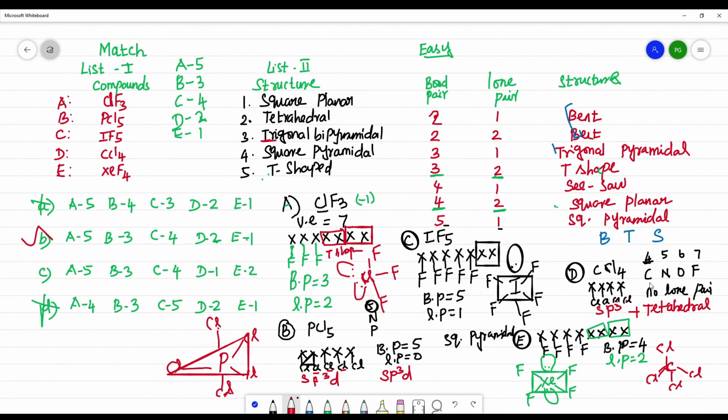And CCl4. CCl4, you have no lone pair. According to hybridization, it is tetrahedral. Then XeF4. So xenon, you have 4 bond pair and 2 lone pair. According to the structure, 4 and 2, it is square planar. So our options match with B.